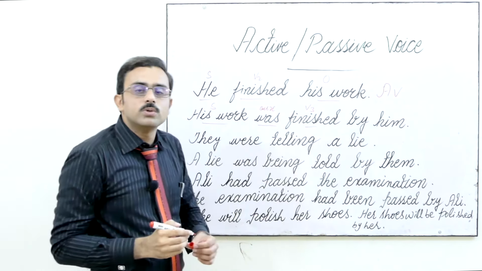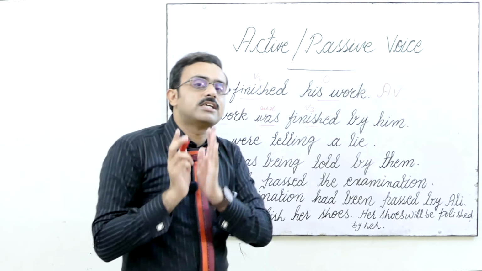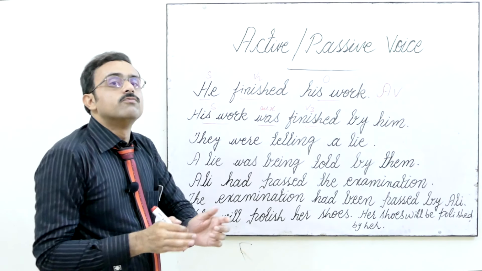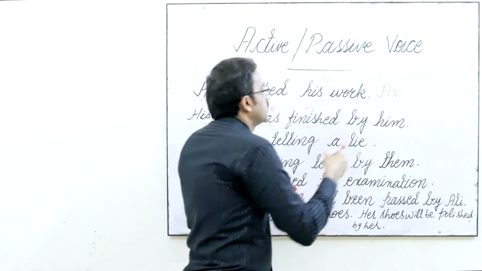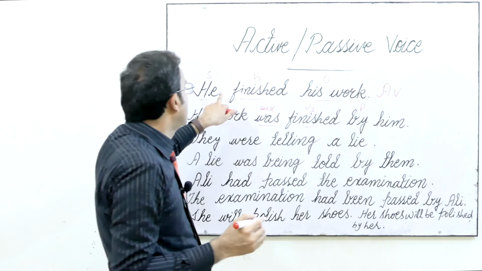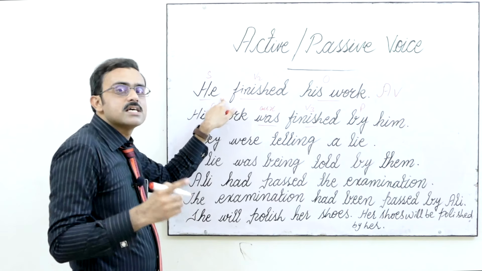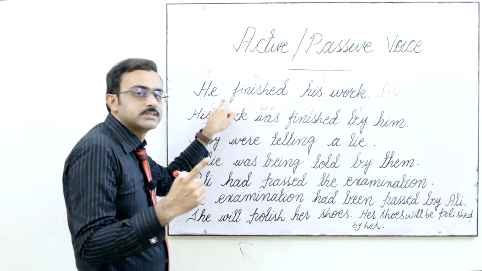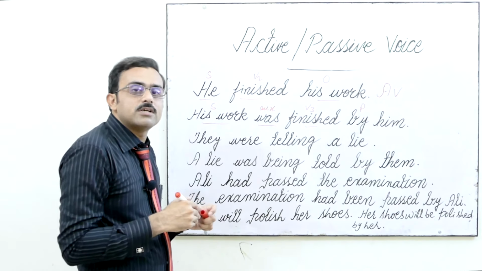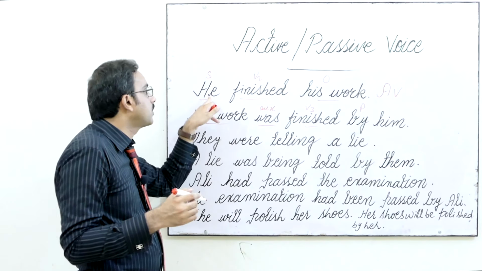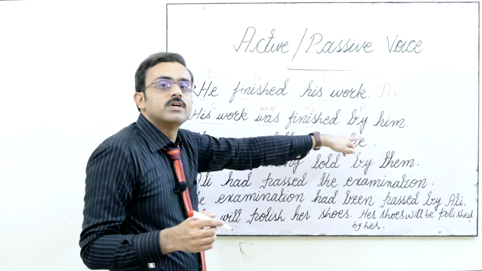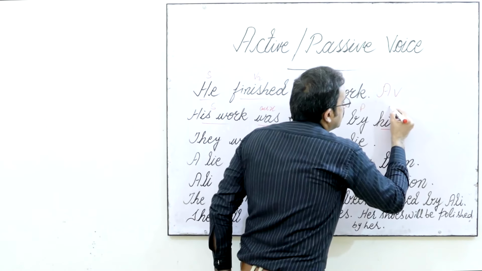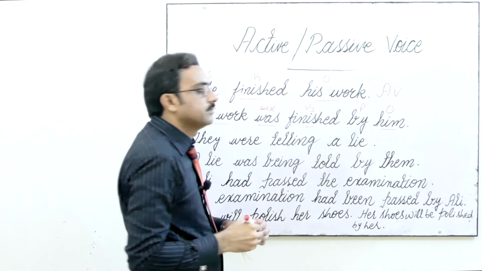As I earlier told you, in passive sentences, definitely we use the past participle, meaning third form of verb. By is your preposition. So here this was he, the subjective case of he. He is your third person pronoun. So the subjective case of the third person pronoun he changes into the objective case him. So this is now the object.